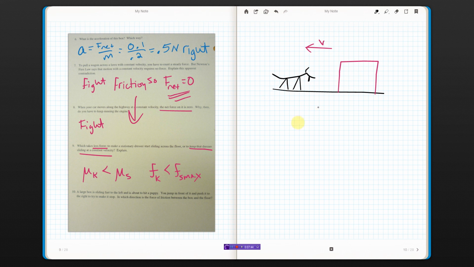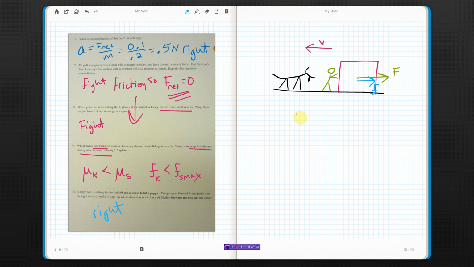Anyways, it's about to hit this puppy. So, you jump in front of it and push it to the right to try and make it stop. You're a hero. You jump in front of it. Push it to the right. Okay. Trying to make it stop. In which direction is the force of friction between the box and the floor? So a lot of people want to say, oh, well, it's to the left because I'm pushing to the right. But remember, friction is always in the opposite direction of the velocity. So the friction is actually to the right as well. It's helping you stop that box. Okay, right.